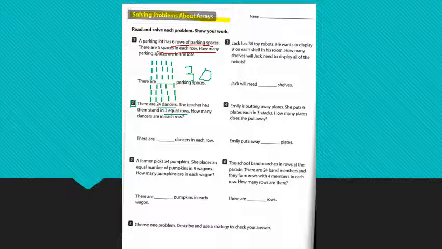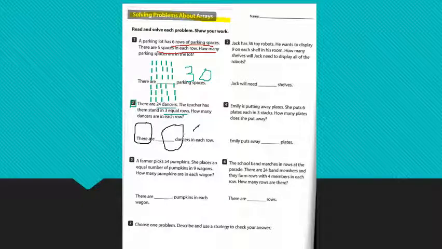So for this one, we know the total number of dancers is 24, and we know that they are split equally among 3 rows. So we can draw groups and make tally marks, dealing the cards until we get to 24. So I'm going to go ahead and draw 3 groups. And I'm going to put 1 tally mark in each circle until I get to 24.